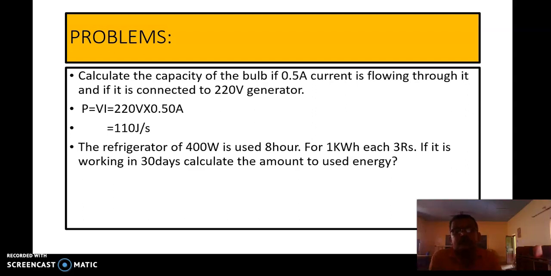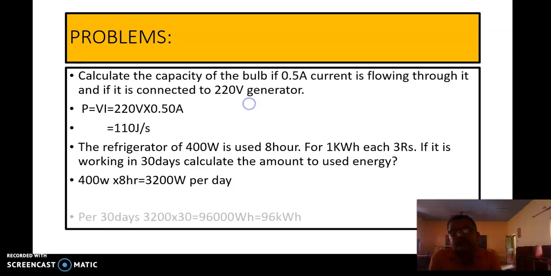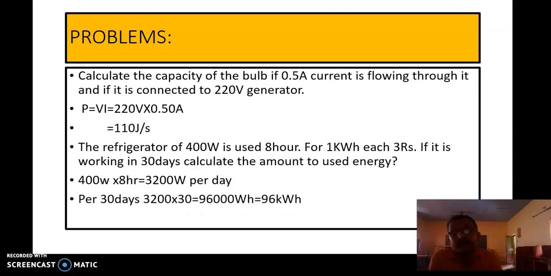A refrigerator of 400 watt is used 8 hours a day, at 3 rupees for each kilowatt hour. If it works for 30 days, calculate the amount of energy and the cost. So 400 into 8 hours, so 3200 watt hour per day. For 30 days, 3200 into 30 is 96,000 watt hour. If you convert that into kilowatt hour, divide by 1000, then you will get 96 kilowatt hour. So for 1 kilowatt hour 3 rupees, for 96 into 3, so 288 rupees.